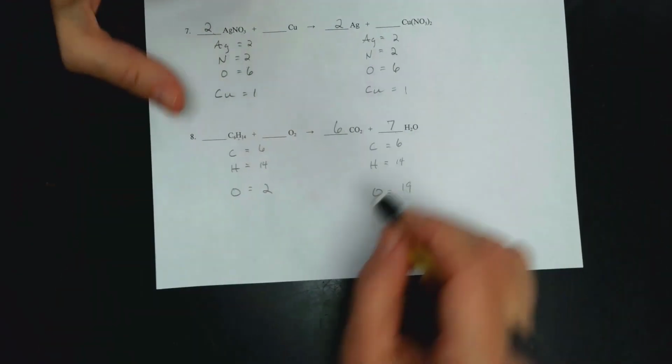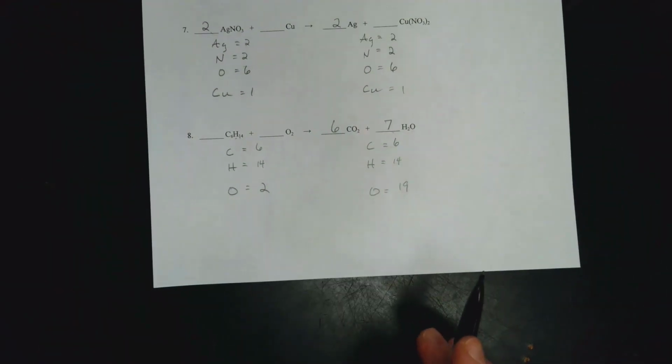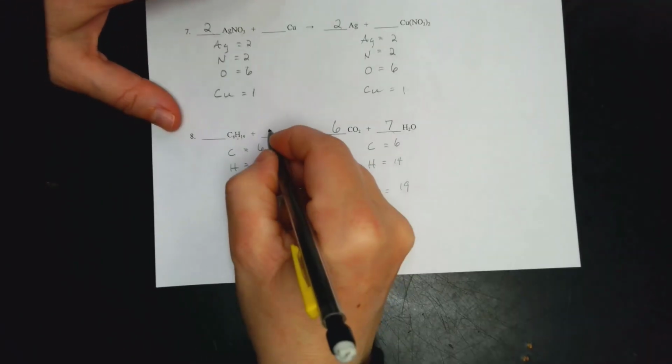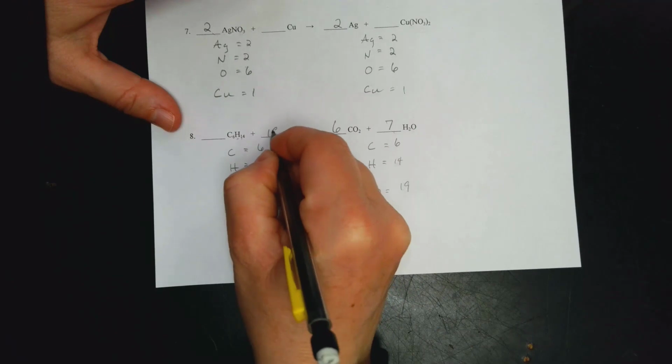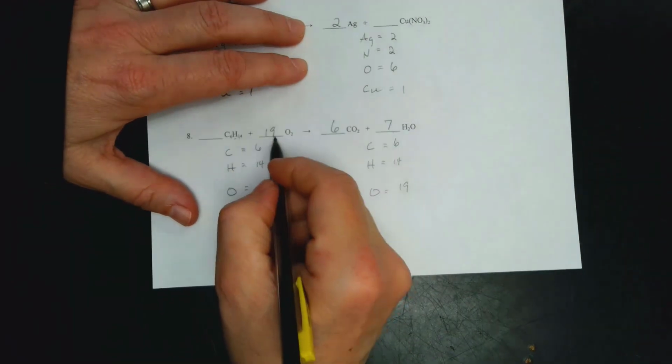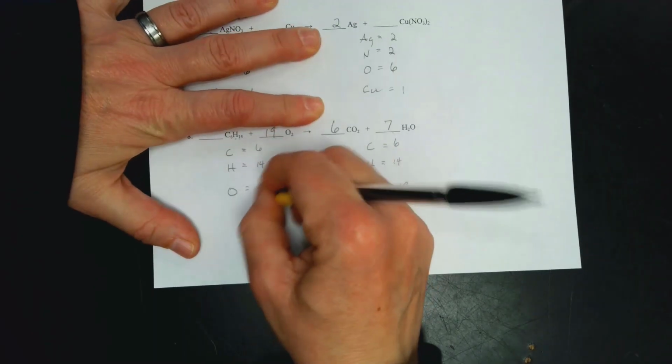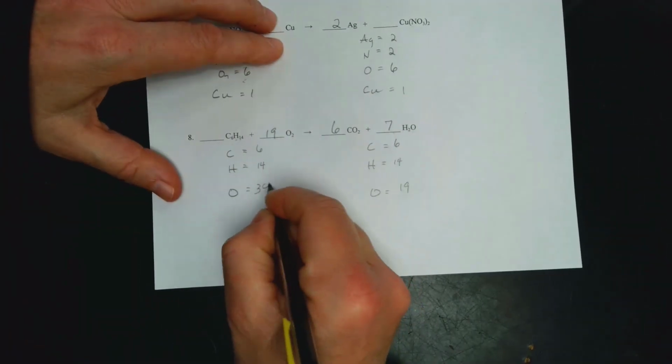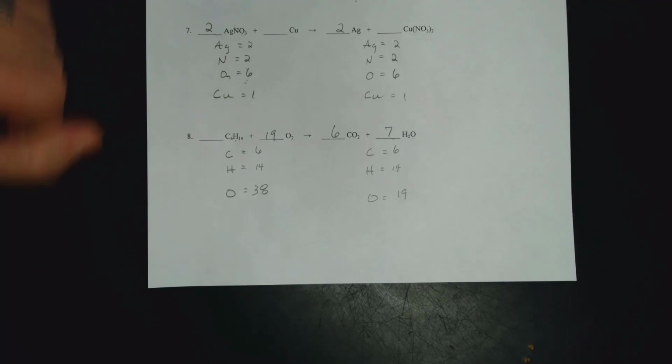And this is where things get tricky. Like I said, I just trialed and errored this until I felt I was onto something. So I'm going to go ahead and put 19 right here, okay? And 19 times 2 is 38. So I'm going to update my quantity and check for balance.